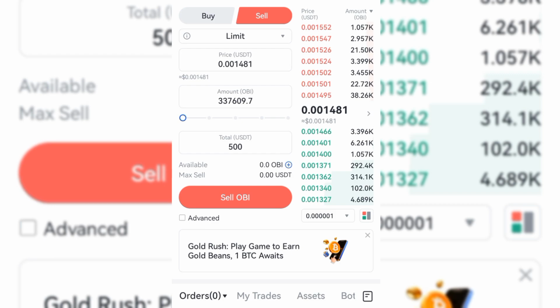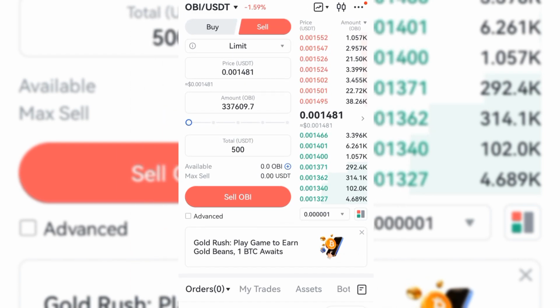Now I'm going to show you the reason why there is a price difference between these two exchanges. The price difference is caused by trade volume and liquidity, whereby on one exchange there are more people trading this particular token, while on the other exchange there are not many people trading it, thereby making the price higher on one exchange and lower on the other.